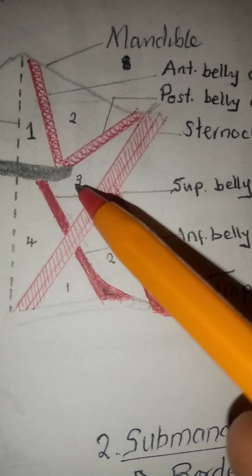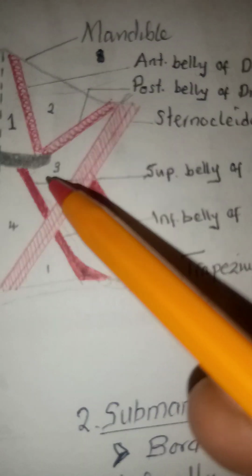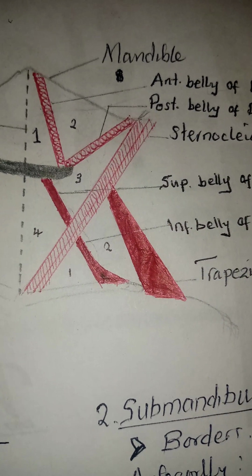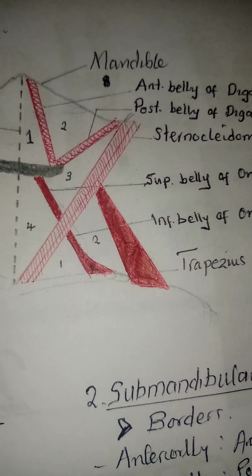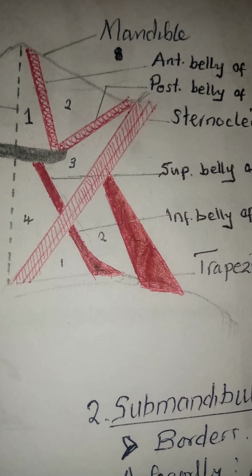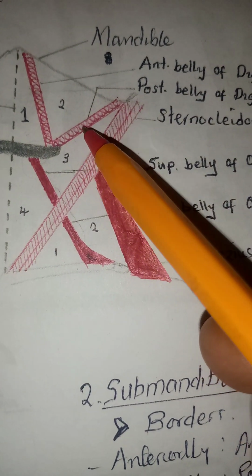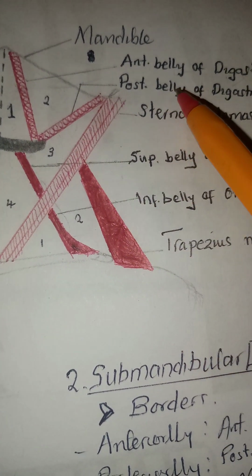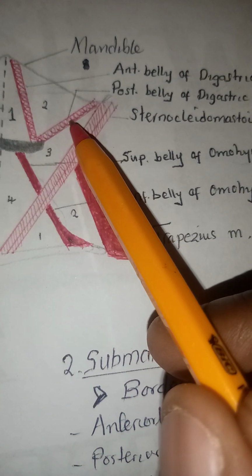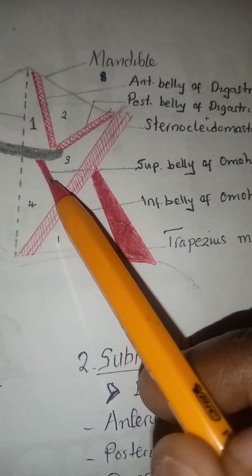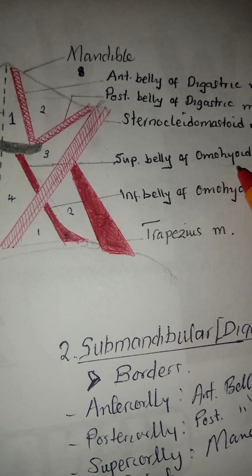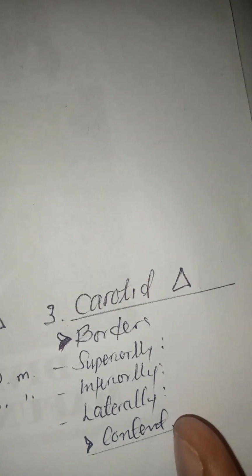Triangle number 3. This is one of the important triangles of the neck. It is called the carotid triangle. What are the borders of the carotid triangle? You can appreciate here that the superior aspect is the posterior belly of the digastric muscle. If we have a superior aspect, obviously we have an inferior aspect. The inferior aspect is the superior belly of omohyoid. So here are the borders.